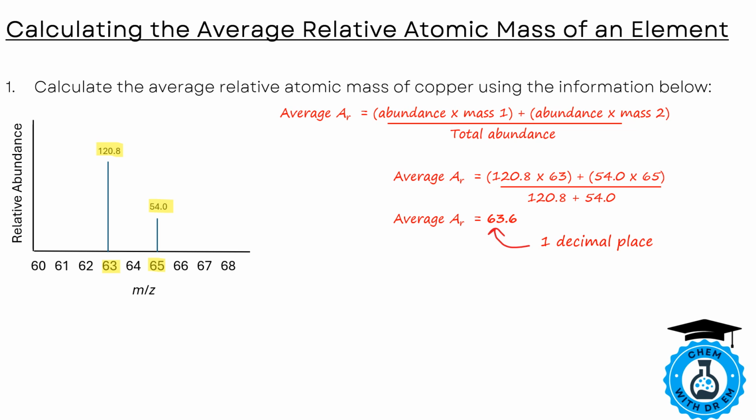Now what we can also do here is check this versus our data booklet, because we'll always have that in an exam. We can see that our answer is 63.6 and copper on the periodic table is 63.5. So we're assuming that we're in the right area here, and we're thinking that our calculation is probably correct.